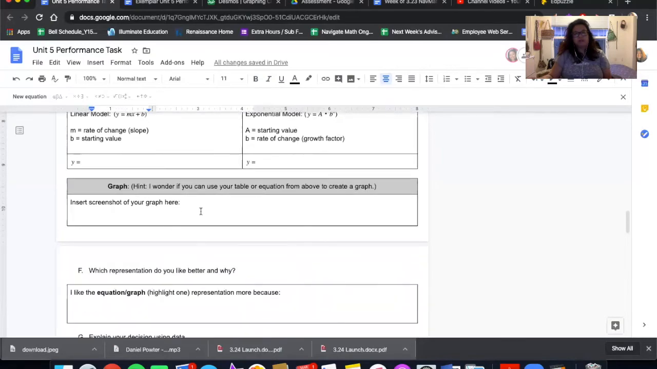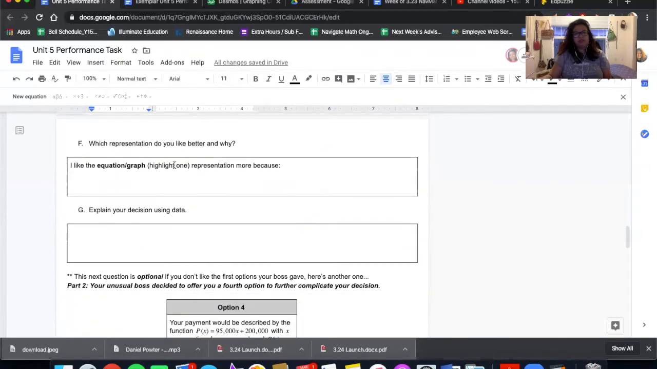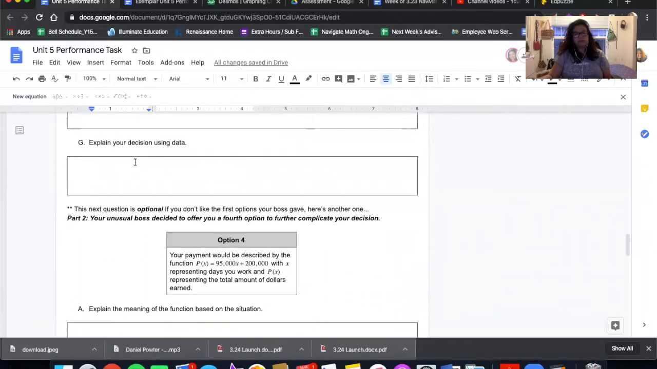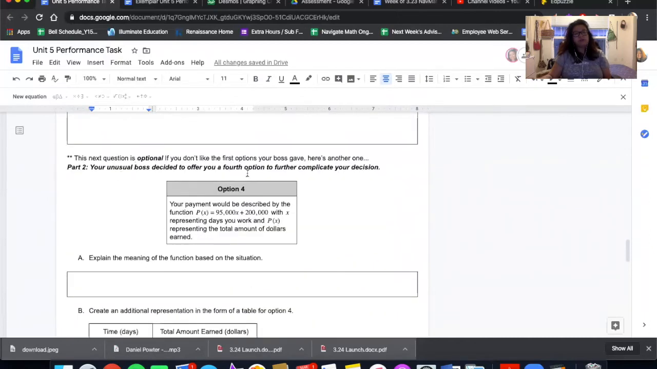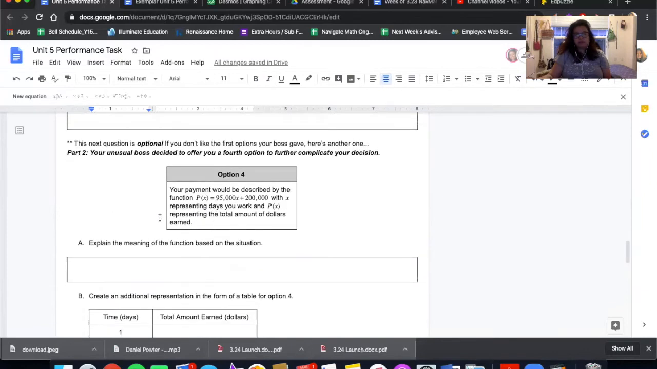Then you're going to create a graph, and I'm going to show you how to do that. You're going to explain which representation you like better and why, using the sentence stem. And you're going to explain your decision. Part 2 is optional. If you didn't like the first option your boss gave, here's another one, right? So this right here is extra credit. If you want to do this, you can. You don't have to. But if you want to get extra credit, I do suggest doing it.